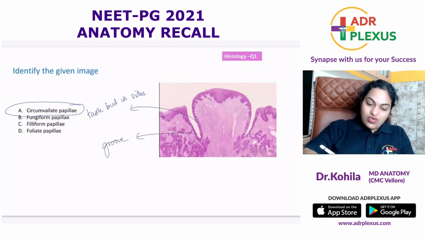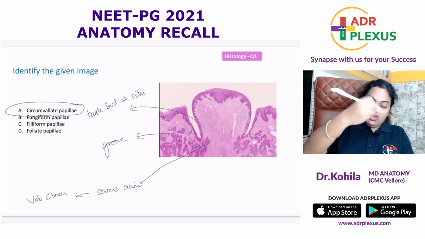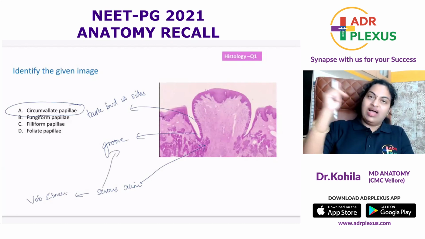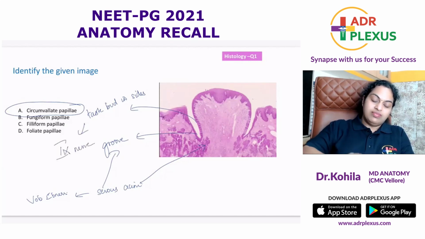Okay, now I'm going to ask you something here. Can you tell me what are these acini? What are the glands that you see here? These are the serous acini of the von Ebner's gland that empty the secretions into that vallate sulcus surrounding the circumvallate papillae. Any idea about the nerve supply to the circumvallate papillae? The taste buds here will be supplied by your glossopharyngeal nerve, right?